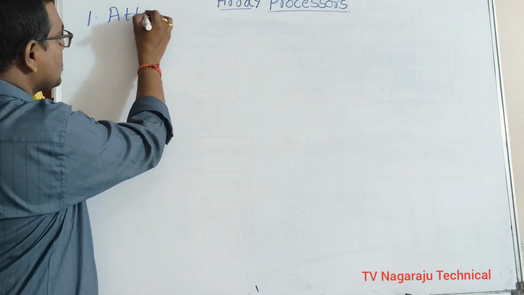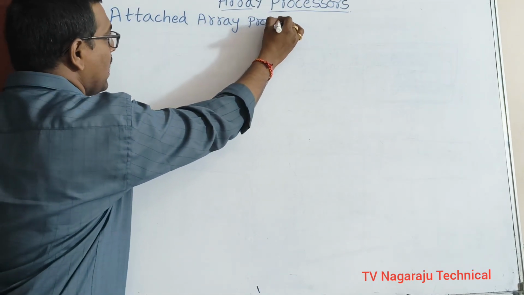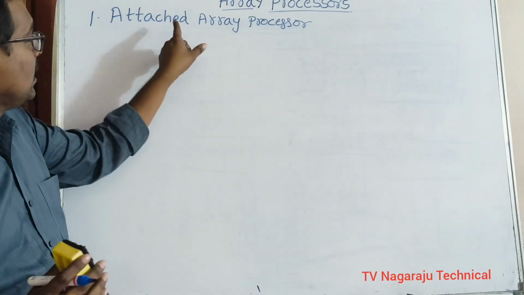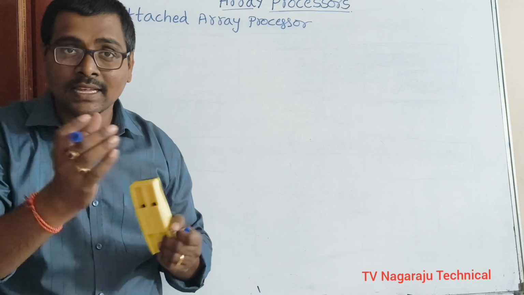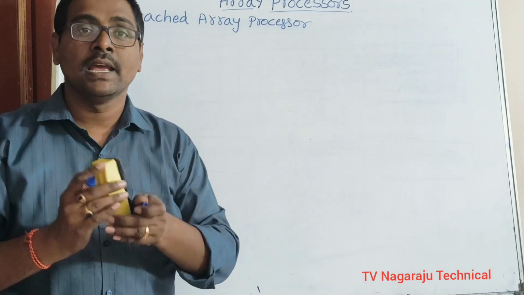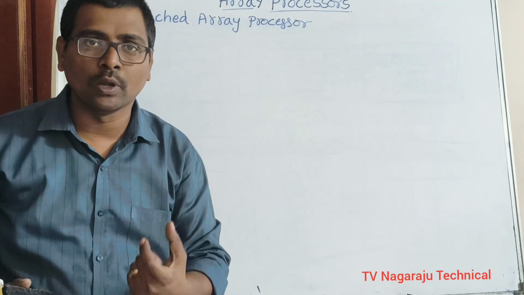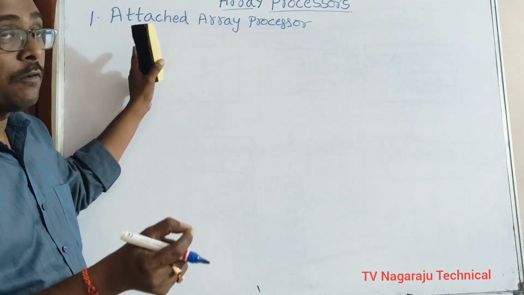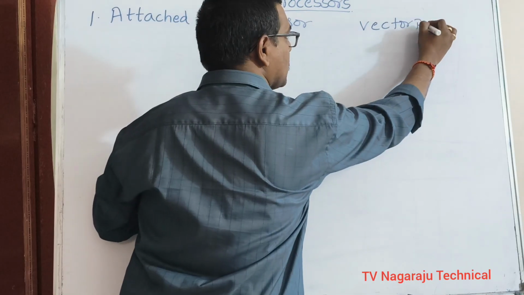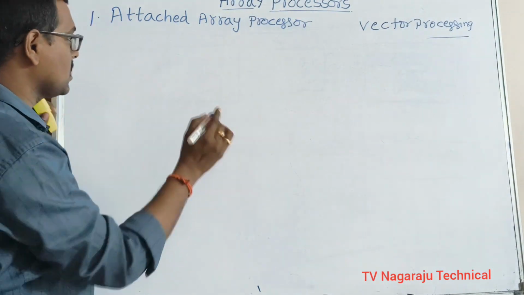The first one is the attached array processor, and the second one is the SIMD processor. First we will move to the attached array processor. This processor is designed as a peripheral device that is connected to the general purpose computer, meaning our host computer, to enhance the performance of the computer by doing vector processing. So this is the main agenda of using an attached array processor.